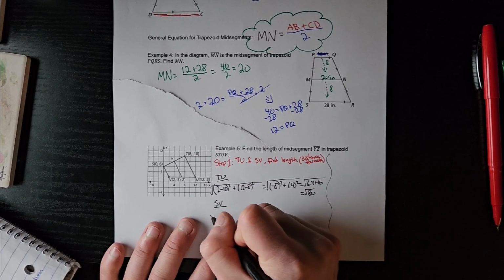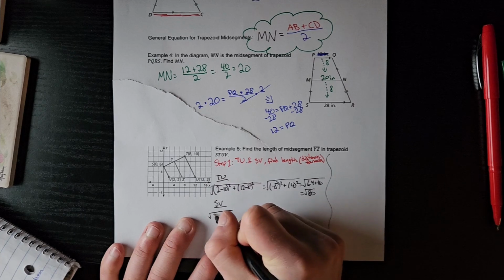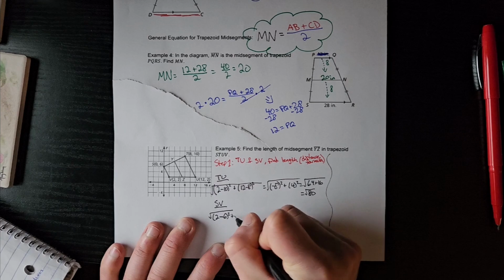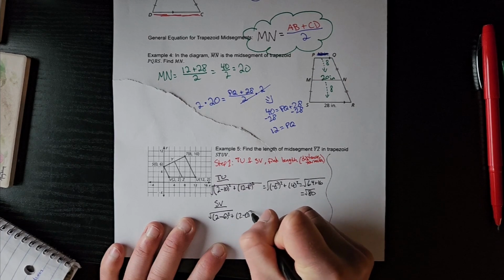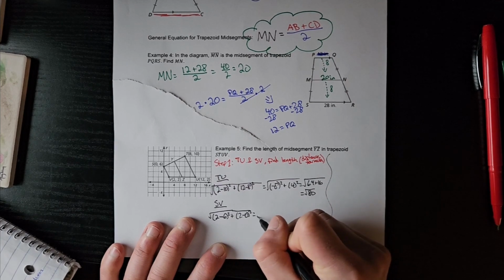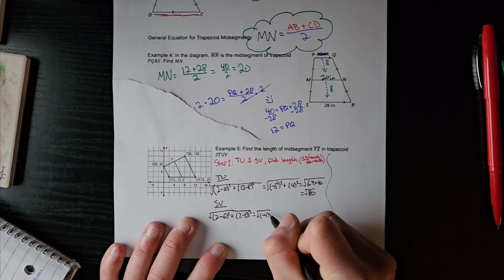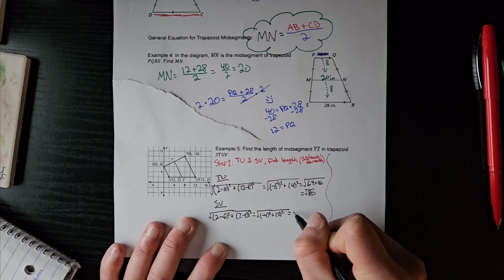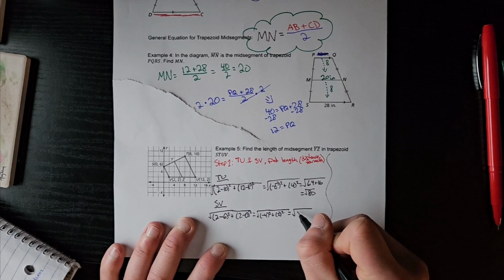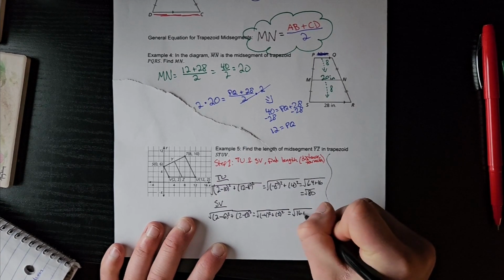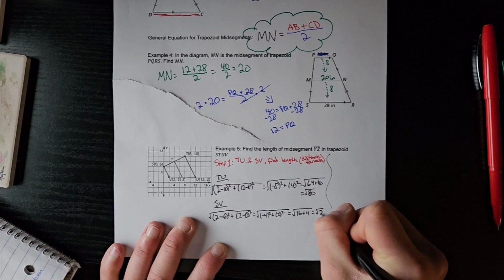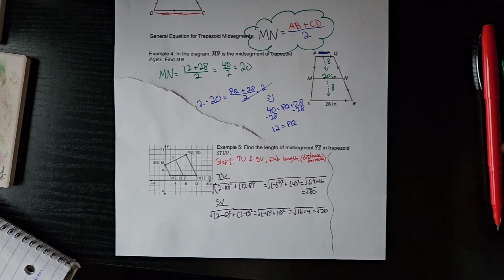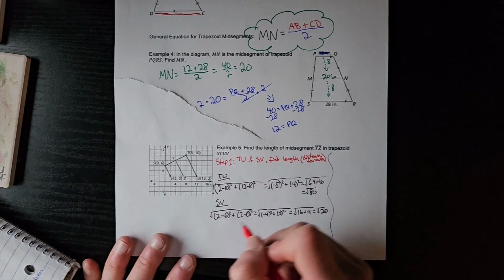Then we got to do SV. SV is going to be the square root of 2 minus 6 squared plus 2 minus 0 squared. That will end up being negative 4 squared plus 2 squared, being the square root of 16 plus 4, which is the square root of 20. So I found TU and SV. Now I can do step 3. Not step 3, step 2.